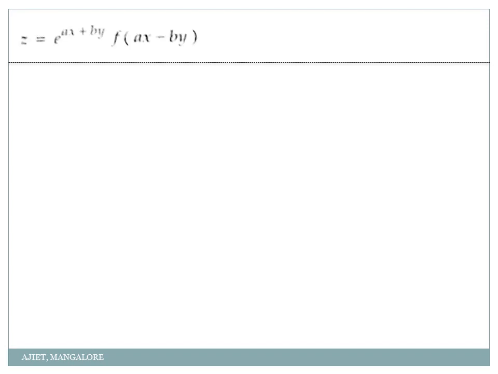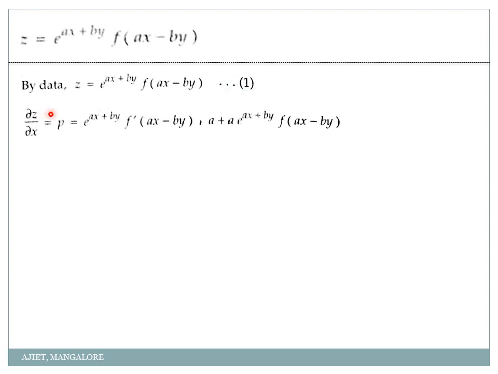So I have another problem over here. This is one of the important problems. There is no clarity in this problem, so just write it once again by yourself. Z is equal to e power ax plus by into f of ax minus by. So I will differentiate with respect to x first.